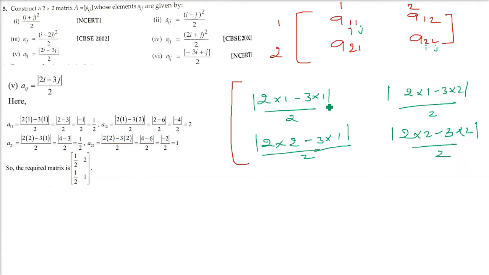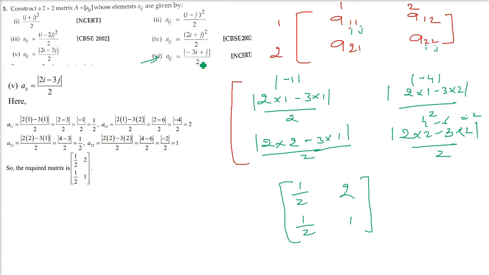So just compute. If it is negative, just place it as positive. So negative 1 will come, giving 1 by 2. Then 2 - 6 is negative 4, and negative 4 divided by 2 is negative 2, but because it is modulus, we just write 2. Then 4 - 3 is 1, so 1 by 2. 4 - 6 is going to be minus 2, the minus signs cancel, and this is the result. Okay. So this also you will be able to do, right?